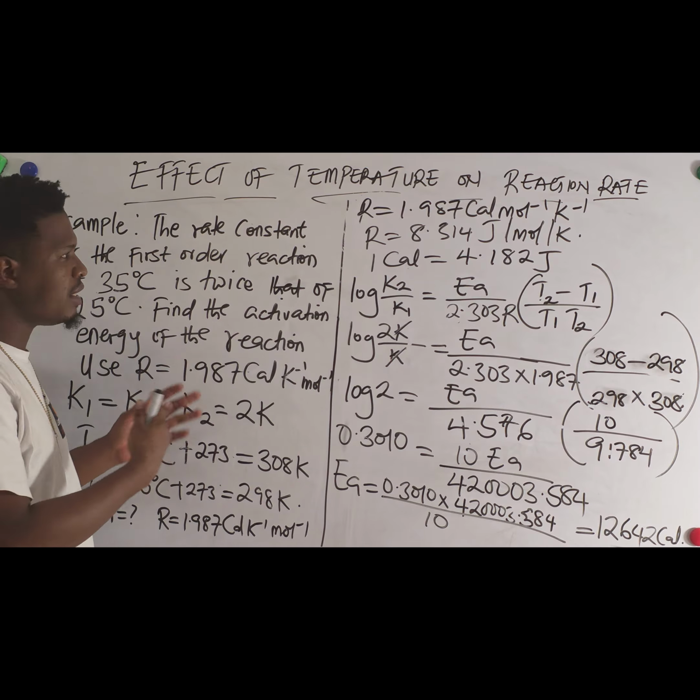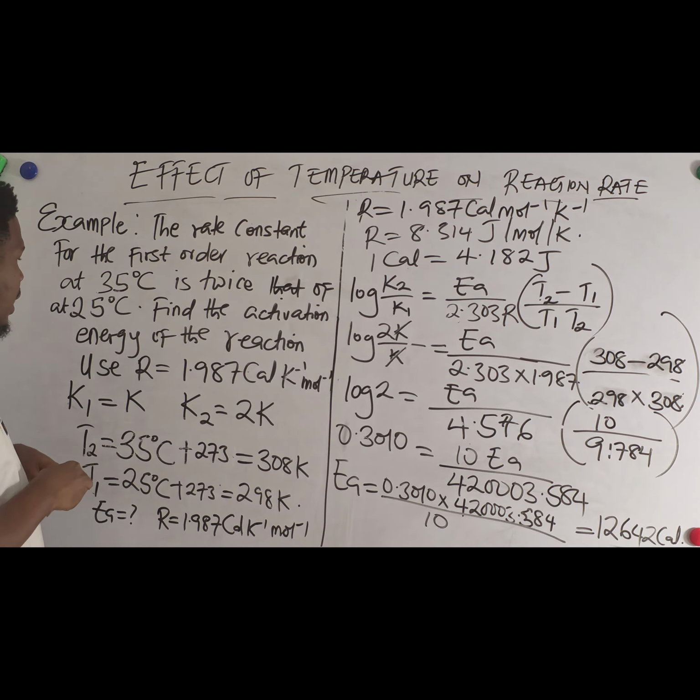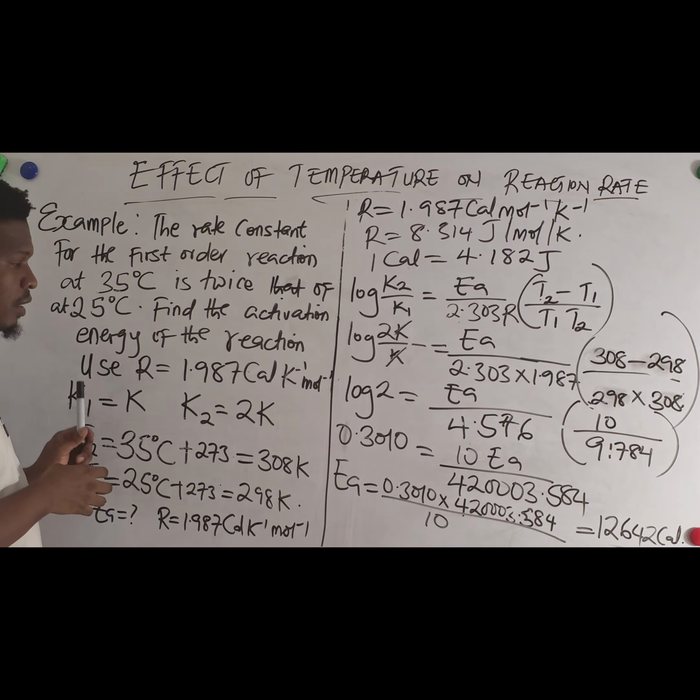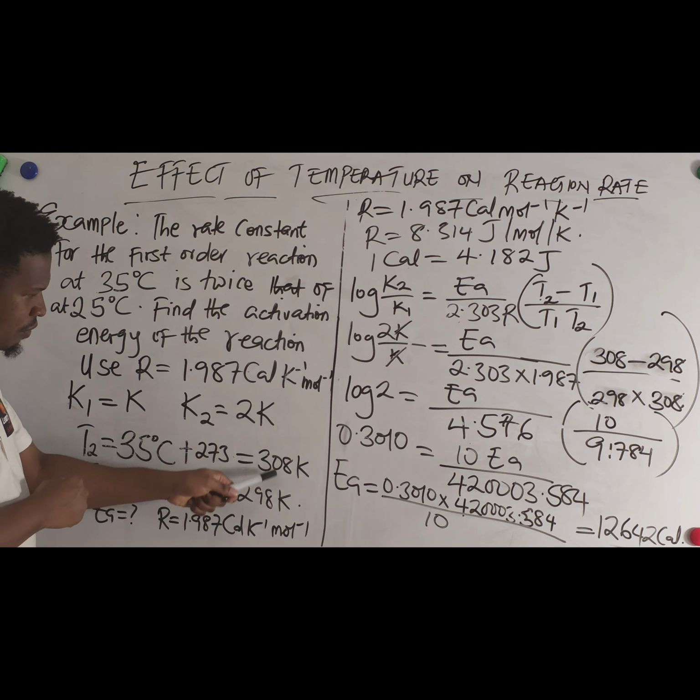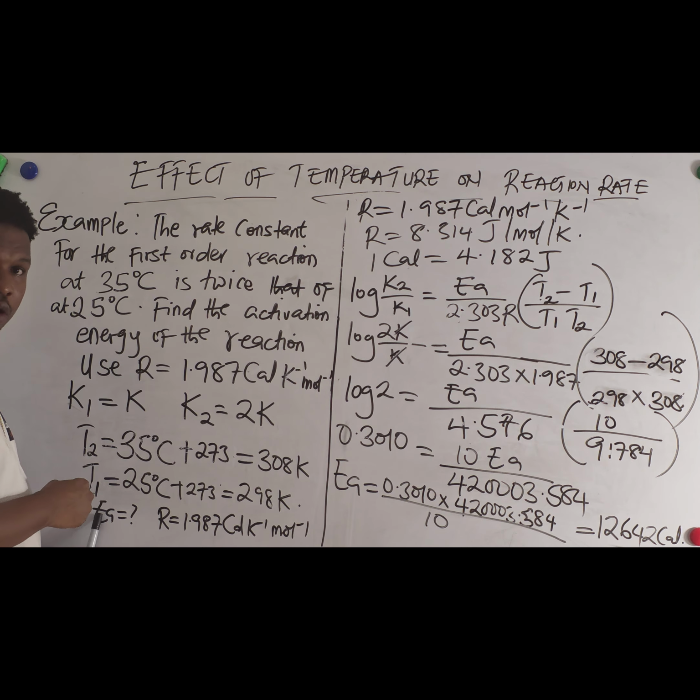So look at the solving. It's a very straightforward solving. Okay, the K1 was not given, the K2 was not given, but they say that K2 is twice K1. So if K1 is K, K2 will be 2K. So you have this already. Then the T2 was 35, T1 is 25. Convert to Kelvin, you have this. EA, we are looking for it.